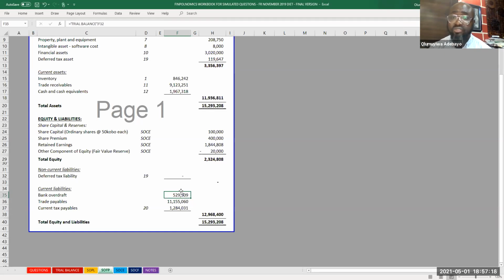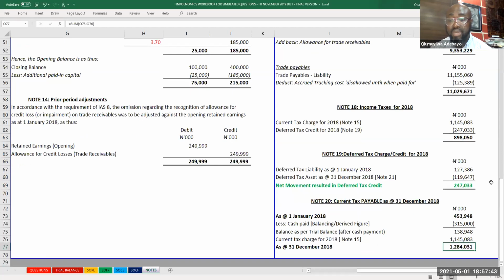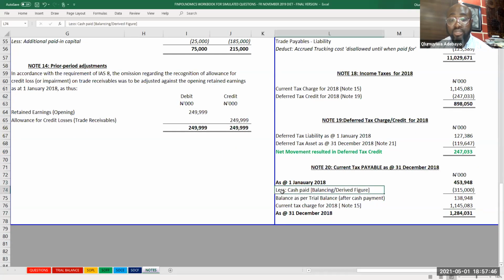Remember the condition for offsetting, especially with respect to IFRS 9, where bank balances and other things emanate from, is that one, there's a legally enforceable right to offset. Two, the asset has to be realized solely for the purpose of settling the liability, which is not the case here. Trade payables is as it is in the trial balance. And current tax payable is what we have done upon our assessment here. Remember, from our trial balance, we have this opening balance, less the cash we paid during the period, and this gives us our balance as per trial balance after cash payment, and current tax charge was this, and that is how we're able to arrive at current tax payable. Okay, and that is that.